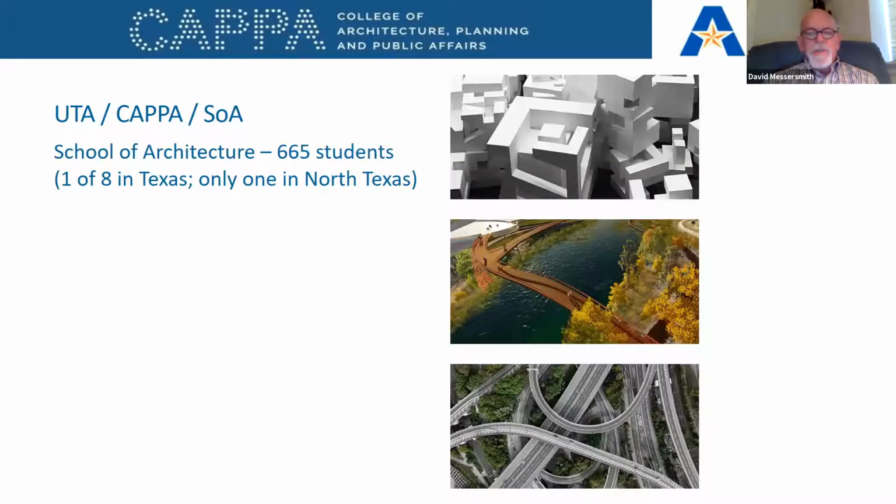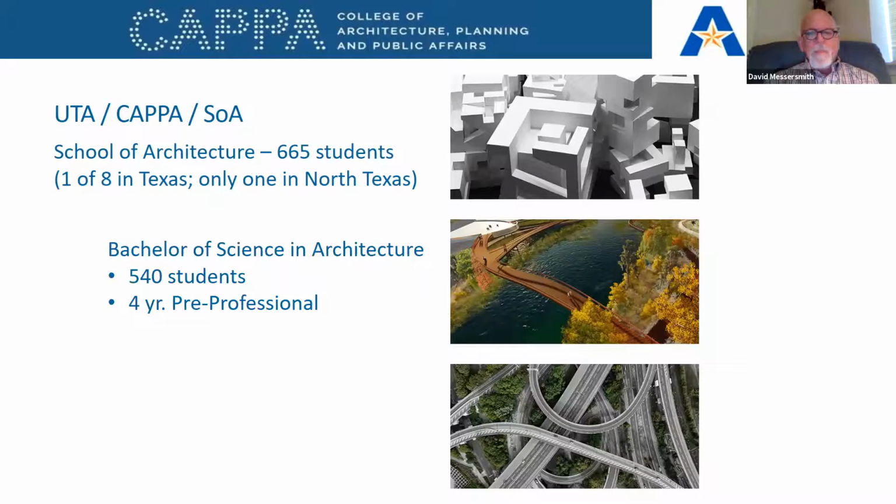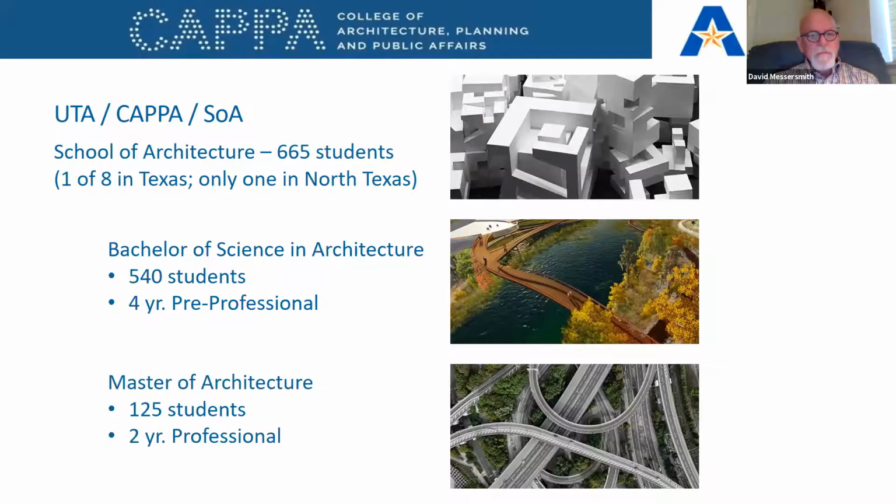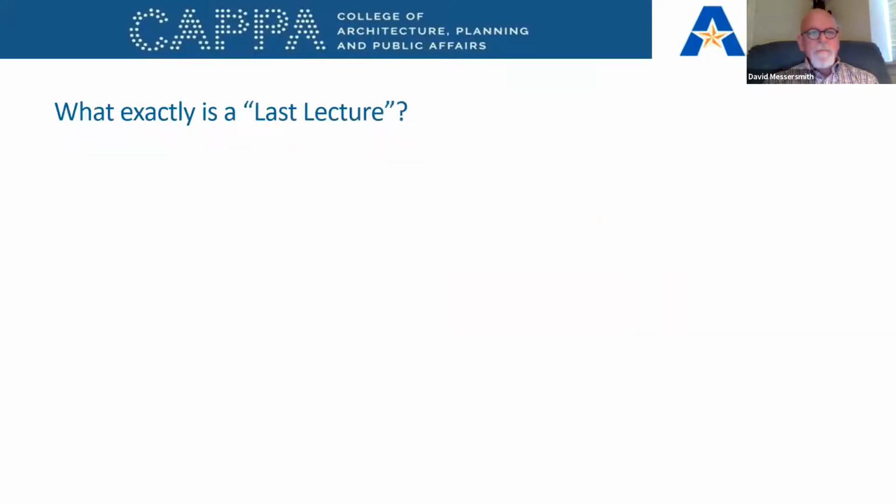The School of Architecture itself is about 665 students. There's only 8 architecture schools in Texas, and there's only one in North Texas, and that's UTA. Our program consists of a bachelor degree, which is a 4-year pre-professional degree, and a master's degree, which is another 2 years of the professional degree. So we have really a 6-year equivalent program.